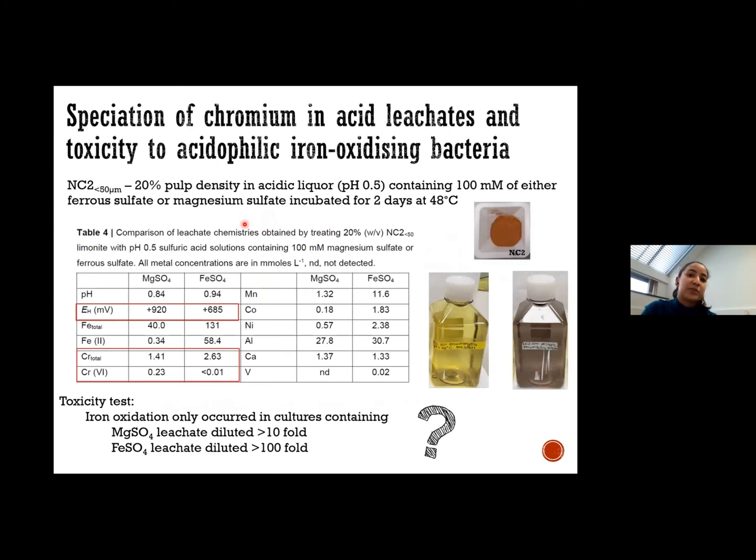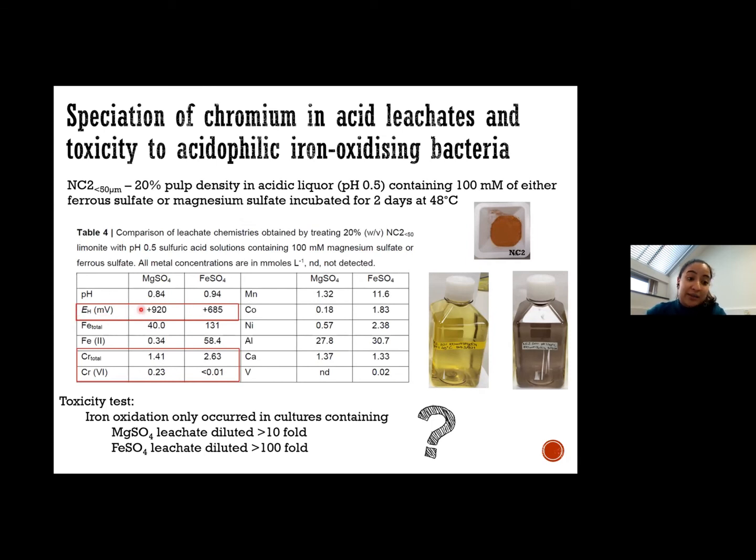So we know that there is chromium-6 in the limonite, but we wanted to see if there was also some chromium-6 in the leachate after the leaching experiment. So a really nice and quick abiotic experiment that we did, where we mixed 20% of the NC2 in a very acidic liquor containing 100 millimolar of either ferrous sulfate or magnesium sulfate, and we incubated that for 2 days. And then these are the analyses. What I want to highlight here for you is that the redox potential for the magnesium extract is very high. Which you've got 5 more minutes. Okay, I'm almost there.